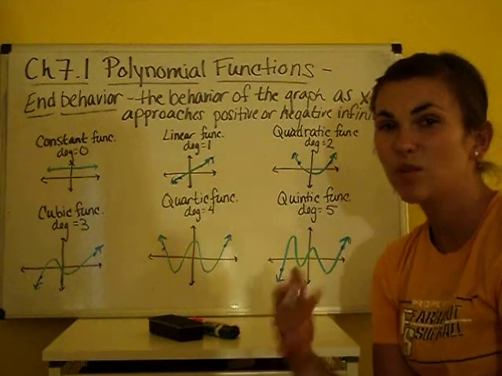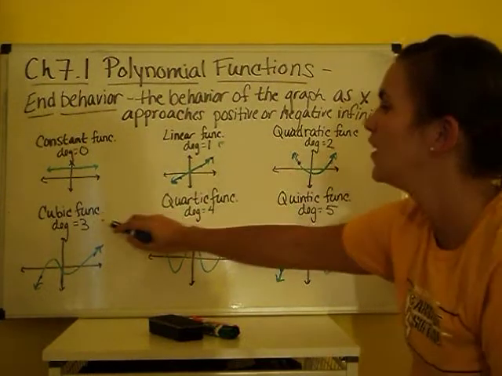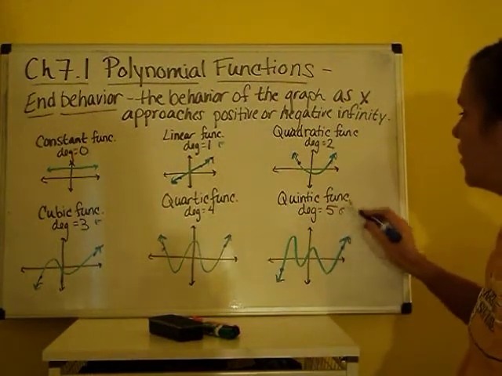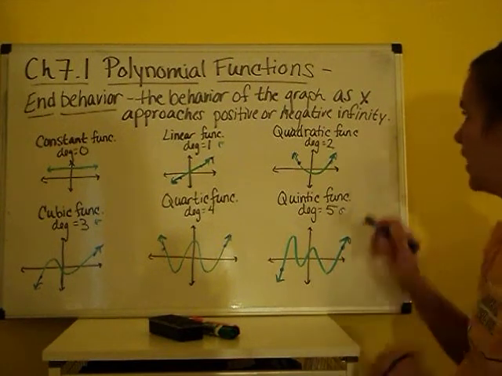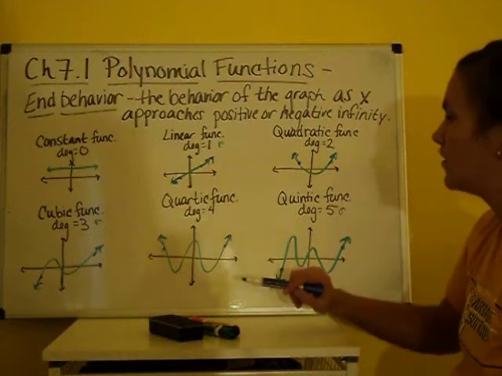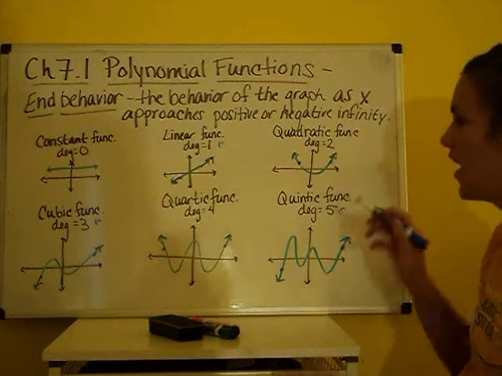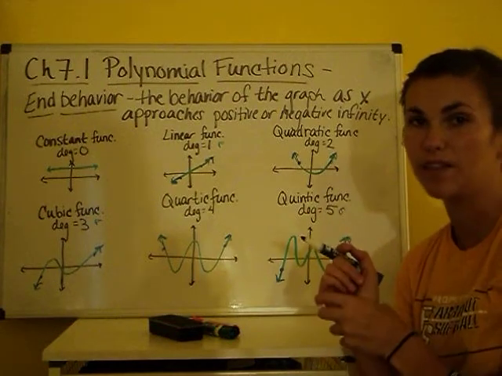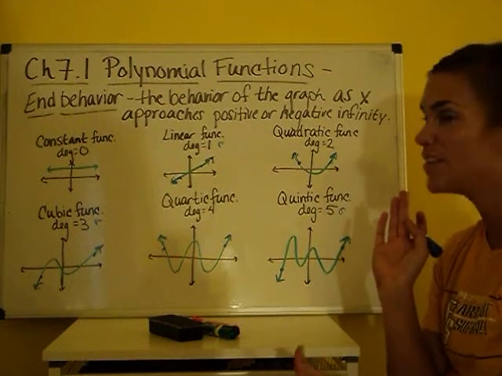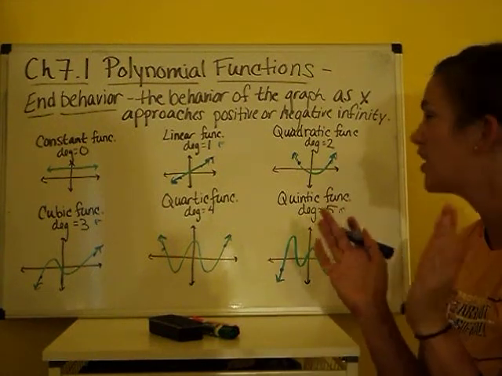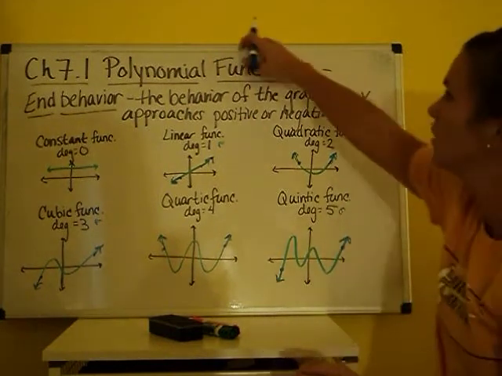So are you seeing some sort of pattern here? I'm hoping you are. 1, 3, and 5 both have one going to negative infinity, the other going to positive infinity. And 2, 4, and kind of 0, not really, but 2 and 4 both have both end behaviors going to positive infinity. So if something's odd, you're going to have them going opposite directions. Even degree functions are going to be going in the same direction.